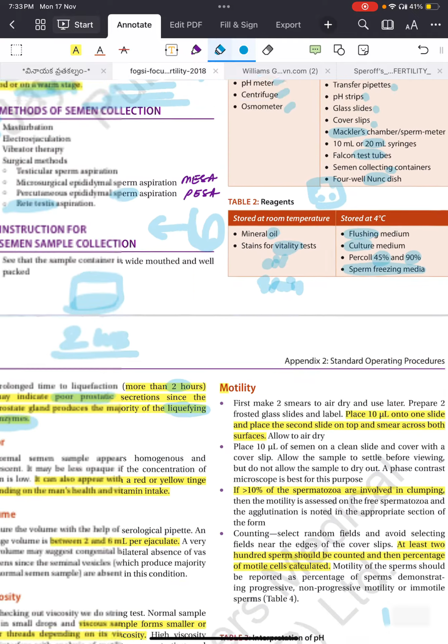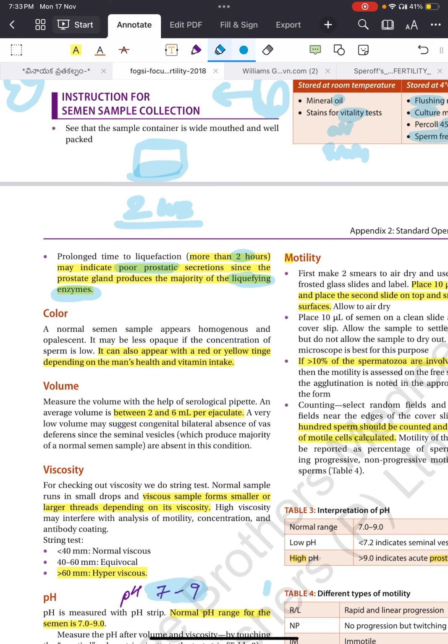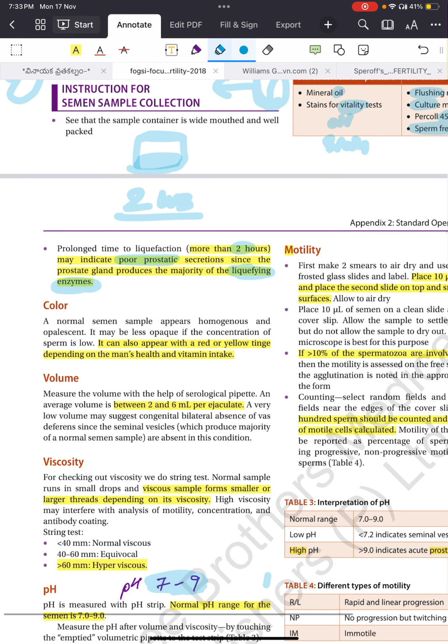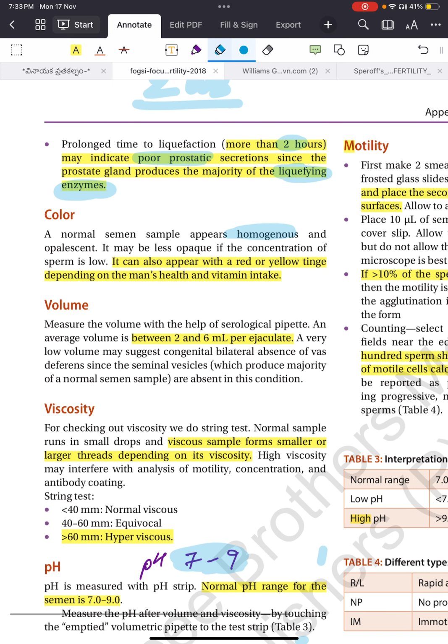Coming to color. I told you about liquefaction, it takes about 15 minutes to 1 hour. If it is taking 2 hours, that means there is prostatic abnormality. Color is generally opalescent and homogeneous. Otherwise, it will be a red to yellow tinge depending upon the man's health. Coming to volume, according to WHO it is 1.5 ml, but it takes about 2 to 6 ml per ejaculate.